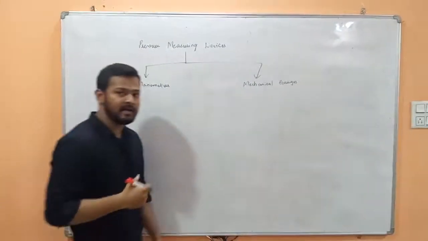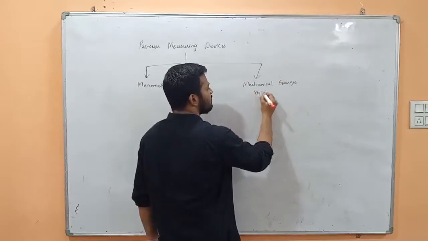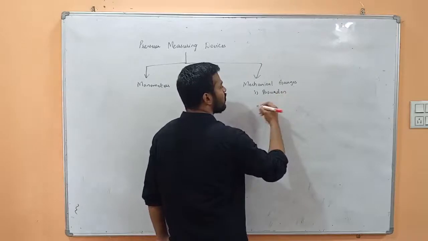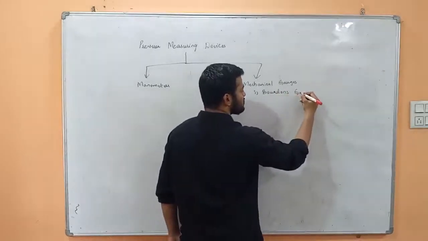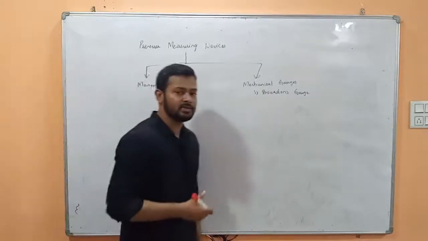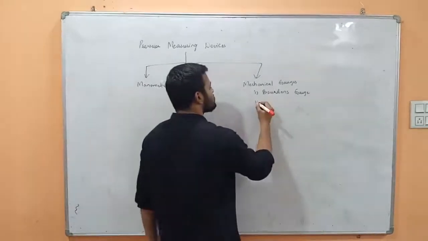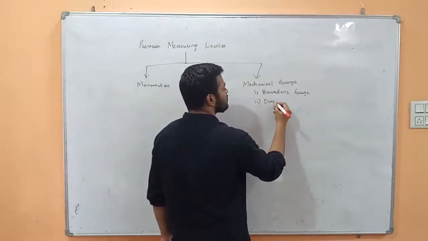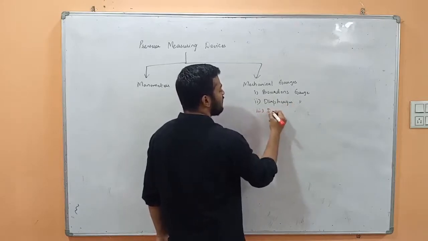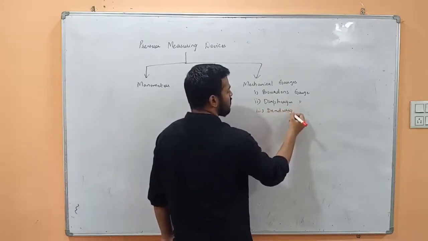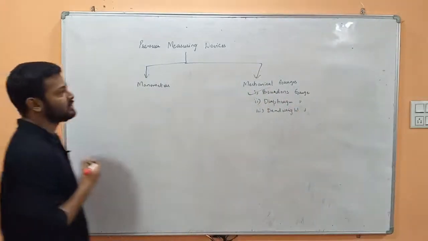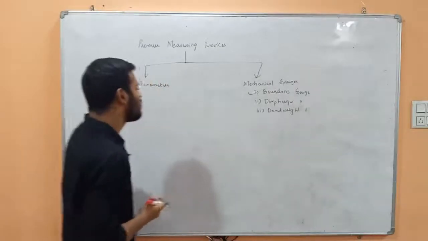In mechanical gauges we have three types again. The first type of mechanical gauge is Bourdon's pressure gauge. This is a mechanical gauge which we use to measure the tire pressure. The next type is the diaphragm gauge. One by one we'll be studying. And the last type is the deadweight gauge. Only the first one we have in the syllabus. So in the mechanical gauges we'll be studying only about Bourdon's pressure gauge.